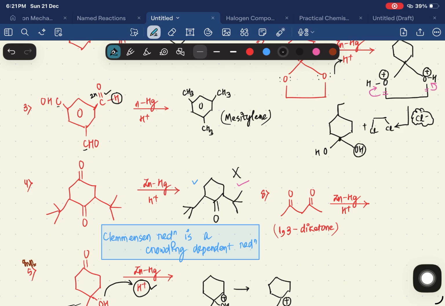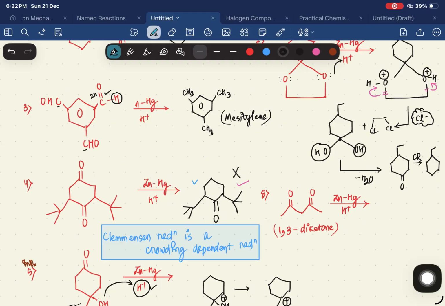Now two hydroxyl groups on one carbon are not stable at all. That's why water will be removed, right? And we will be getting it like this: ethyl group, and here it is a double bond O. Now the Clemmensen reaction will happen on it, and then the final product will be like this, the ethyl product.